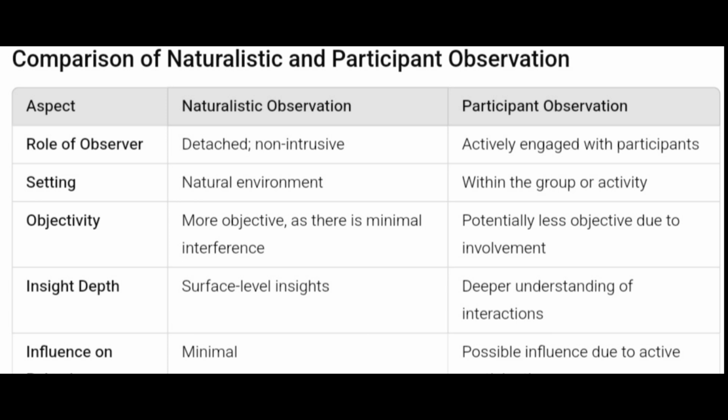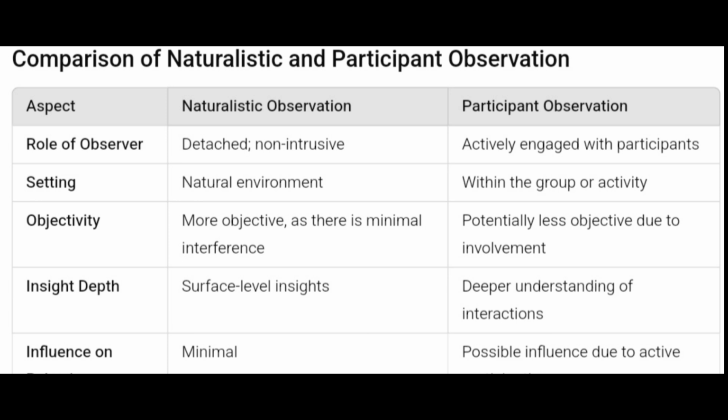Setting. You know that natural means, of course, it will be in the natural environment. But when we talk about participant observation, it is within the group or within the activity. Now, what about objectivity? Naturalistic observation is more objective as there is minimal interference. We will have more reliable data collection with naturalistic observation, because there is no interruption from the observer's side.